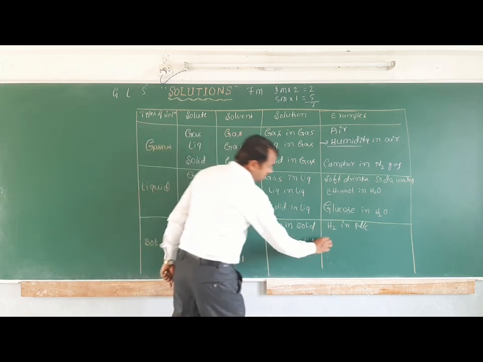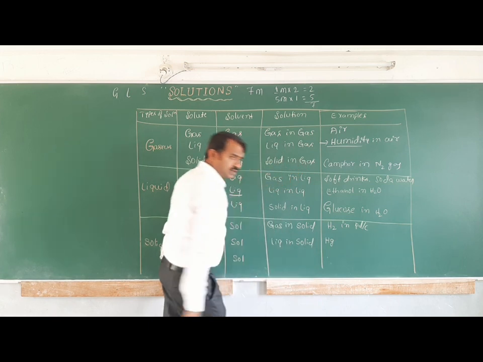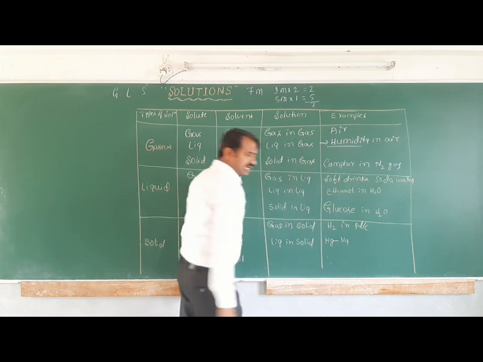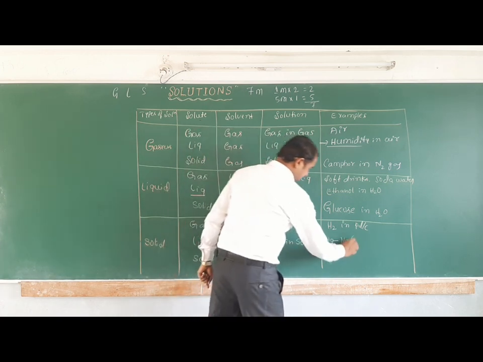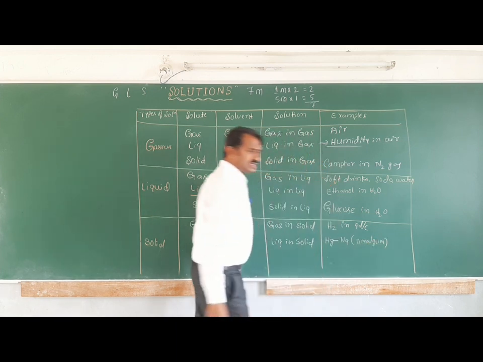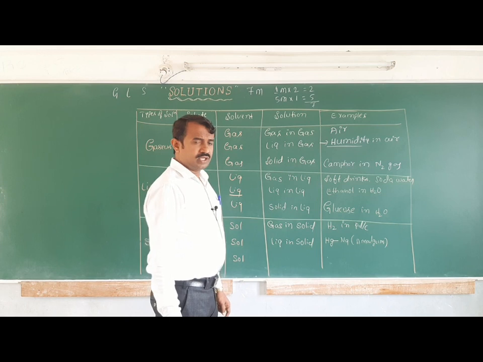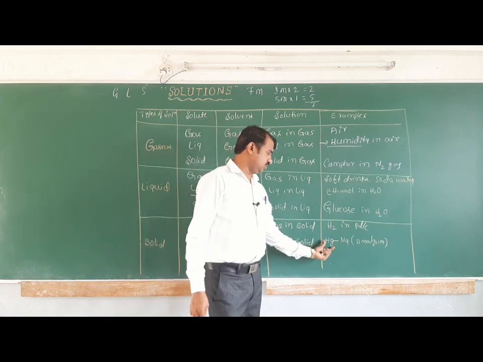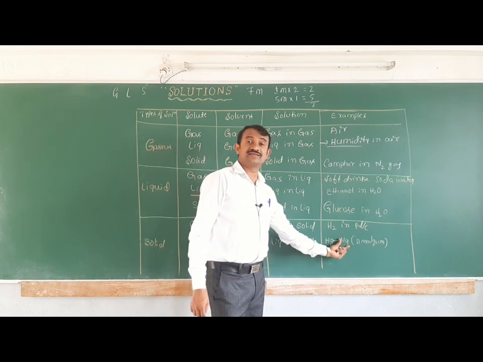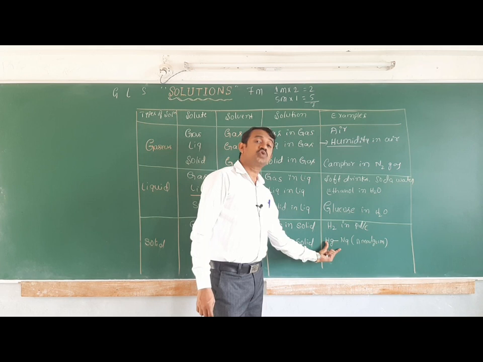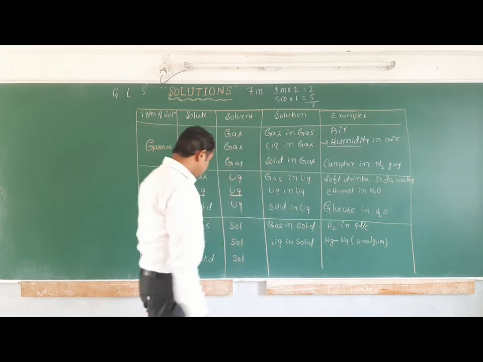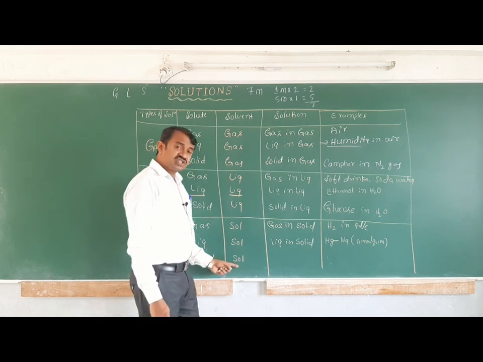Here we can observe that mercury is a semi-liquid. Mercury bound with sodium metal or zinc metal is called an amalgam. Zinc amalgam and sodium amalgam are homogeneous mixtures. Here mercury acts as the solute and sodium acts as the solvent. Both together form a solution. Which type of solution? Solid solution. Okay, last one, solid in solid.